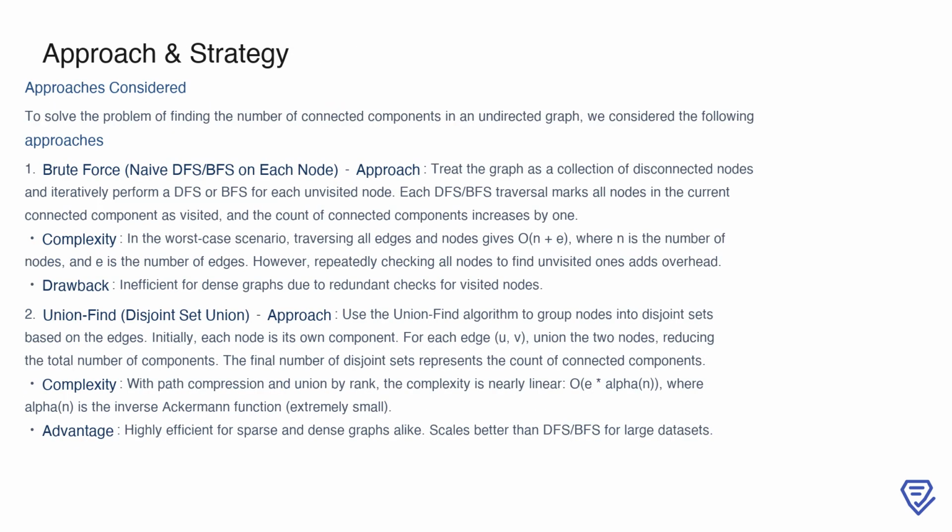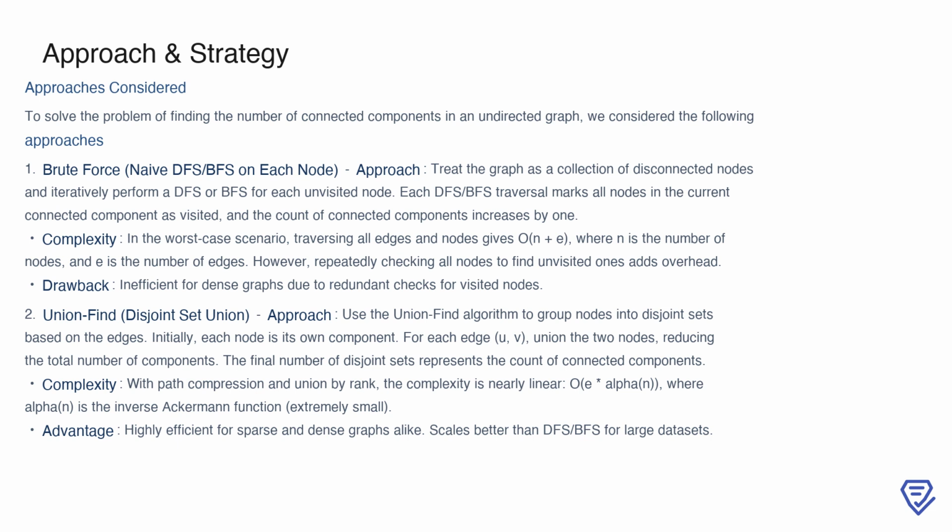To approach the problem of finding the number of connected components in an undirected graph, we first considered two main methods. The first is a brute force approach using DFS or BFS. Here, we treat the graph as a set of disconnected nodes and iteratively perform a traversal from each unvisited node. Every time we initiate a new traversal, it represents a new connected component, and we increment our count. While this method works, its inefficiency becomes apparent for dense graphs due to the overhead of repeatedly checking nodes to find unvisited ones.